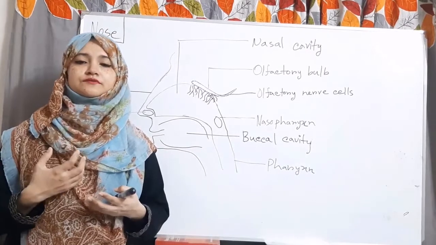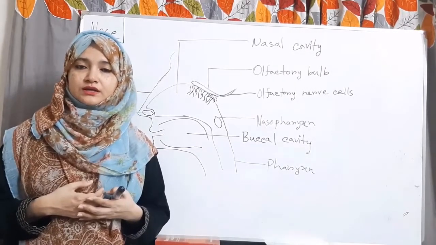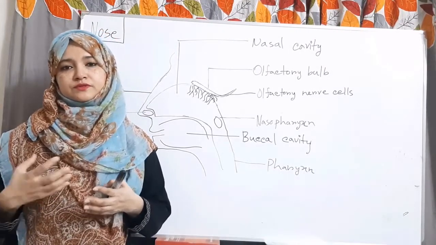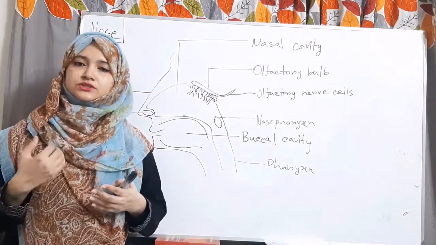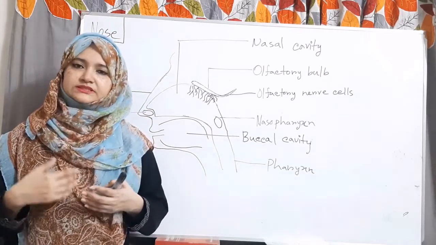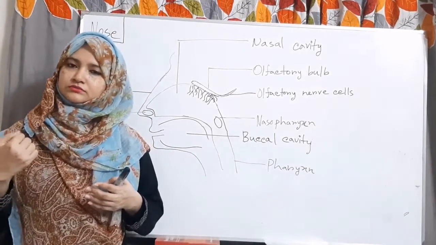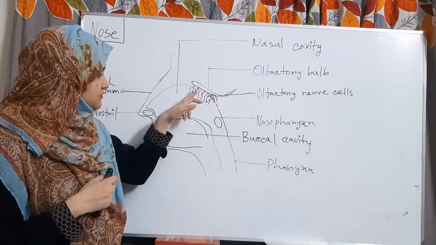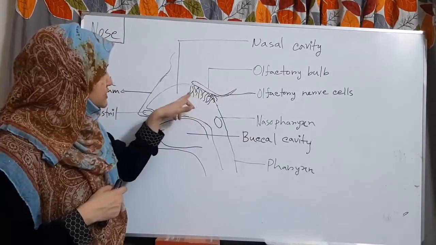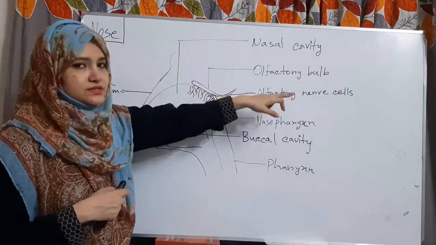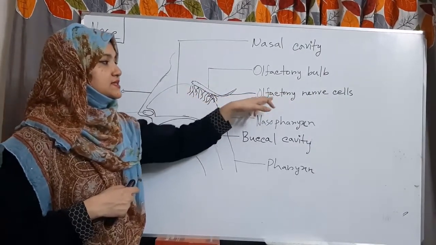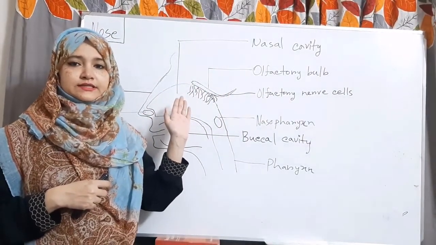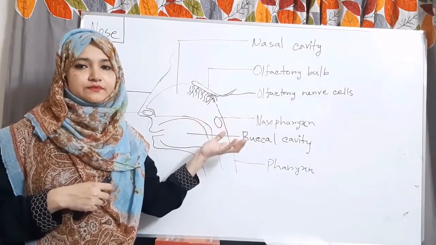Most of the vapor is filtered by the protective nose hair and the mucous membrane, and very little of the vapor enters the nasal chamber. This vapor dissolves in the moisture on the surface of the nerve cells, and these nerve cells have numerous small hair-like structures known as cilia.